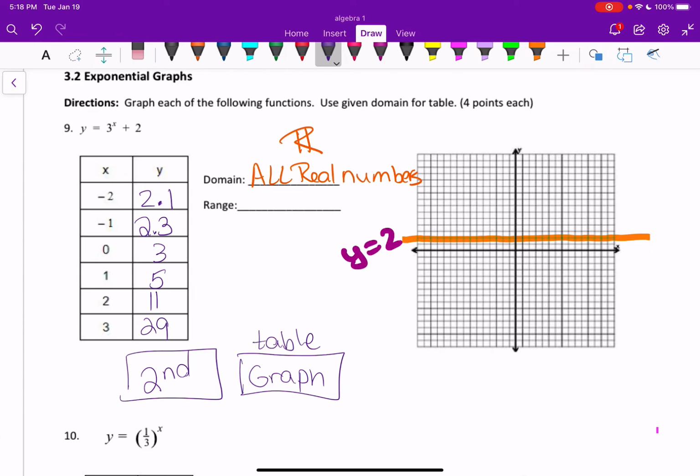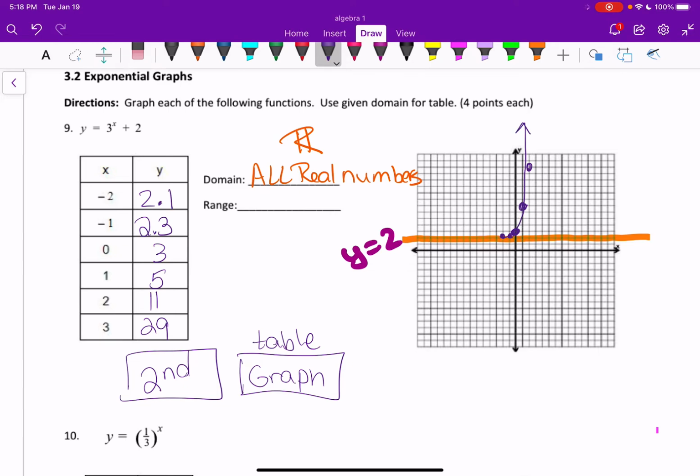So negative 2, 2.1 is just above the orange line. And then 2.3 is a little bit higher than that. And then 0, 3, that's our y-intercept. That's important. 1, 5. 1, 2, 3, 4, 5. And then 2, 11, 6, 7, 8, 9, 10, 11. And then 29 doesn't fit. So we go up this way.